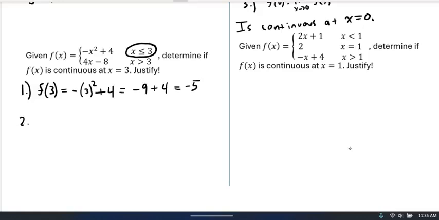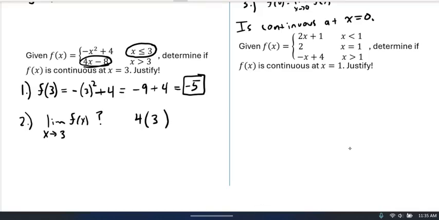For part 2, we're going to consider what is the limit as x goes to 3. Now we already looked from the left. From the left, that's that top function. That's the negative 5. We need to consider the limit from the right, when we consider this function. So we're going to take a look at that other piece of the piecewise function. We're going to consider plugging in our value of 3 into that to see what we get. We get 12 minus 8, and we get 4.